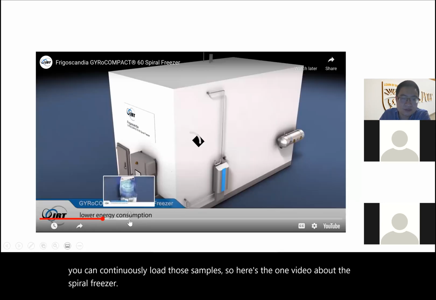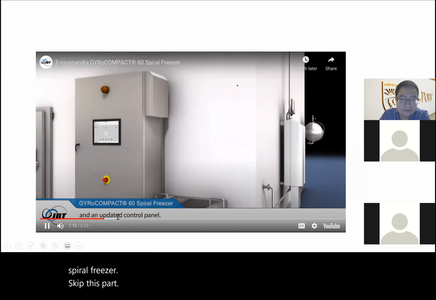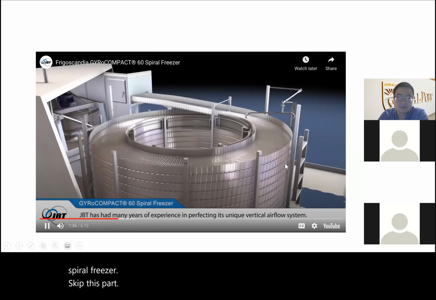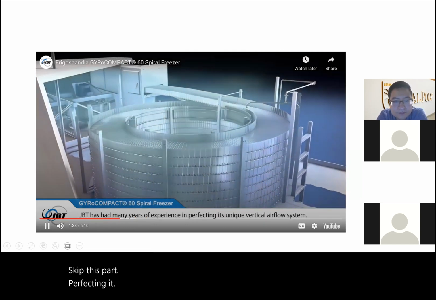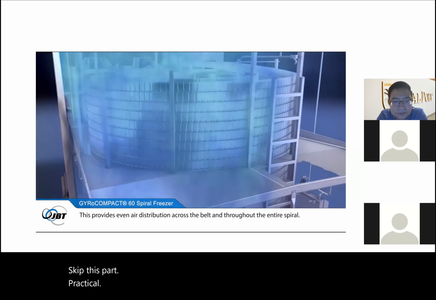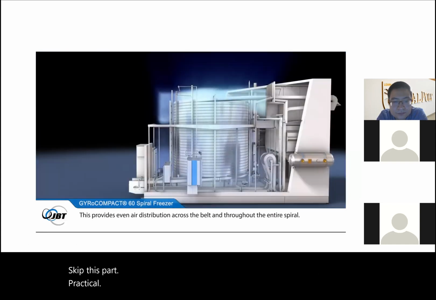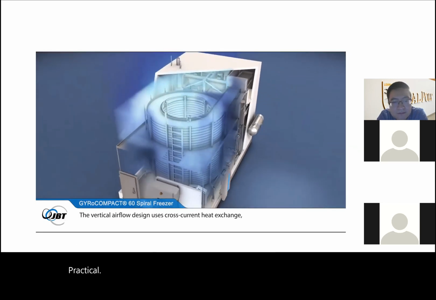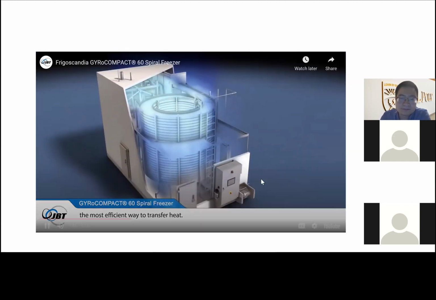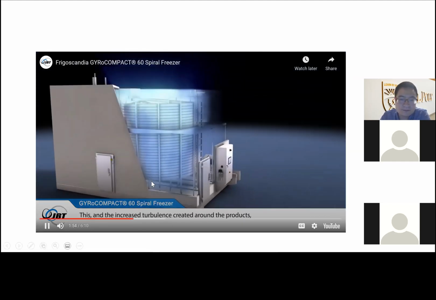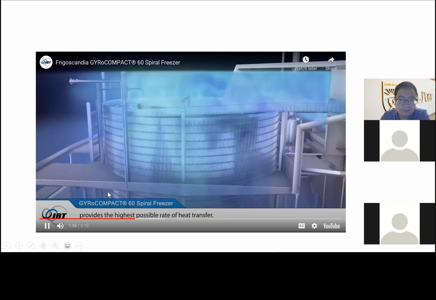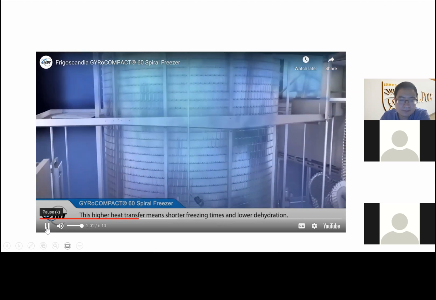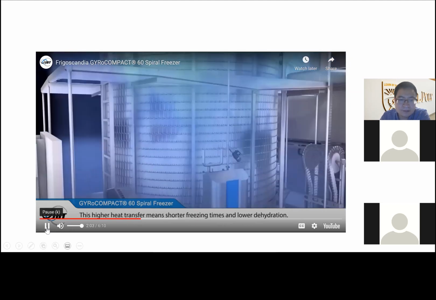Consumption and an updated control panel. The experience in perfecting its unique vertical airflow system. This provides even air distribution across the belt and throughout the entire spiral. The vertical airflow design uses cross-current heat exchange, the most efficient way to transfer heat. This and the increased turbulence created around the products provides the highest possible rate of heat transfer. This higher heat transfer means shorter freezing times and lower dehydration.